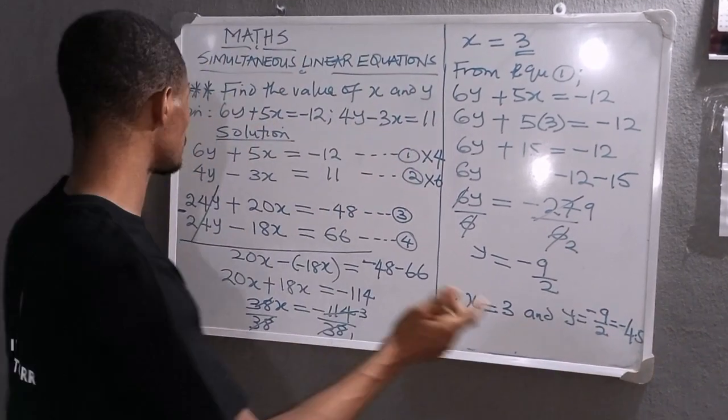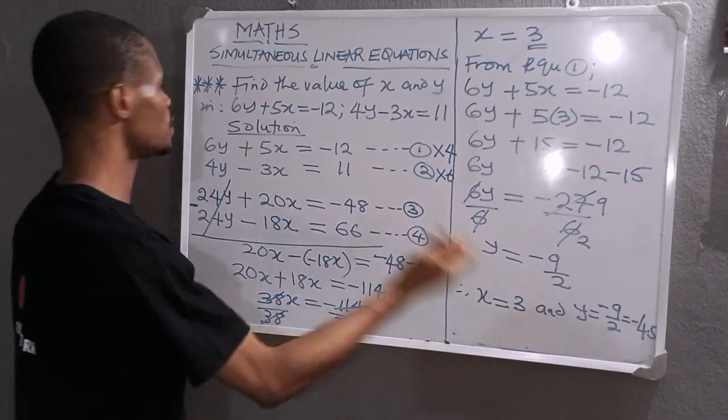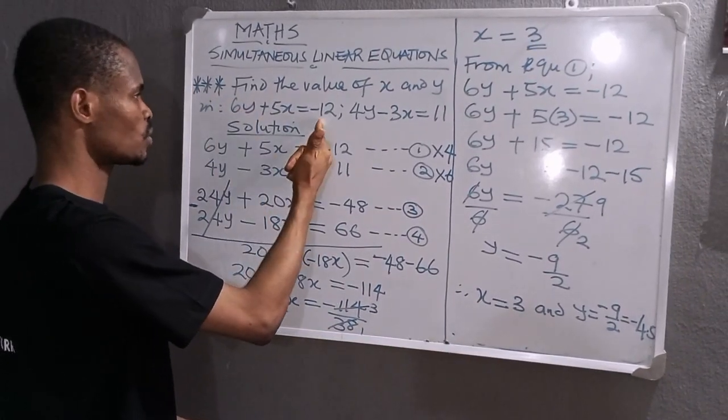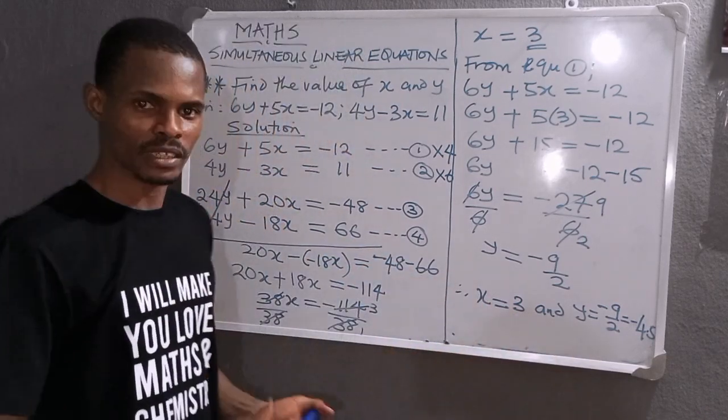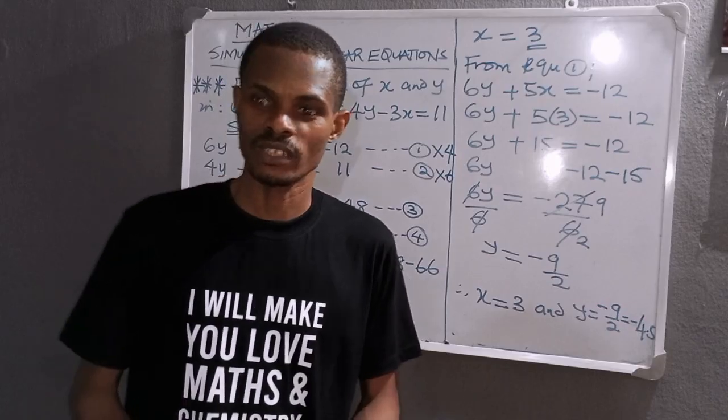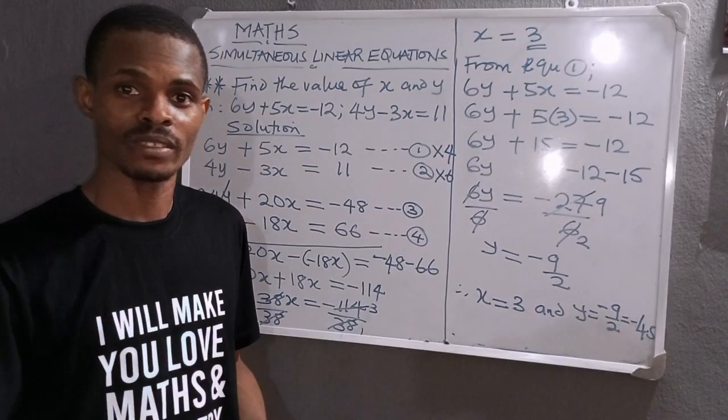Now, if I substitute each of these into the equations, we are going to get these values. So this is another example, and I'm sure it is self-explanatory. So do well to drop your questions where necessary.